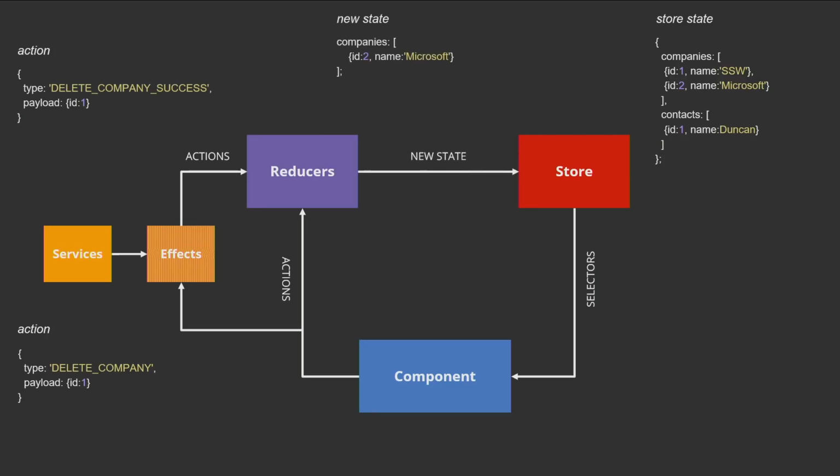So this is the loop of how the Redux pattern works, and it's pretty much the same across all the implementations of Redux. So before I move on, any questions around the Redux pattern?